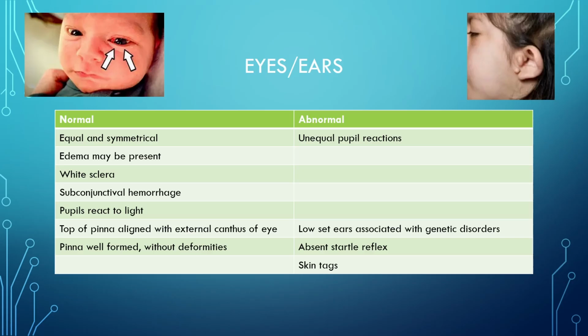Another thing that's abnormal is if there's an absent startle reflex. So, the startle reflex, so if you make like a loud noise, it should kind of startle or awaken the baby. If that doesn't happen, it could potentially mean that there's some deafness or hearing issues in the baby.